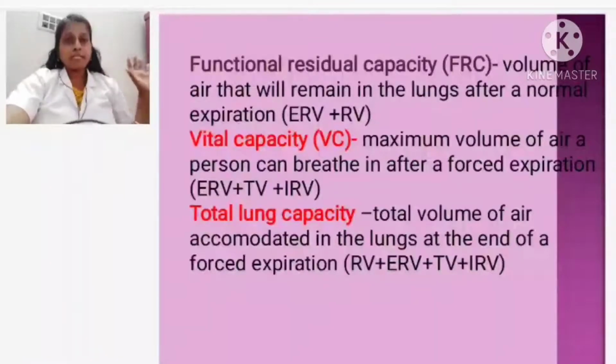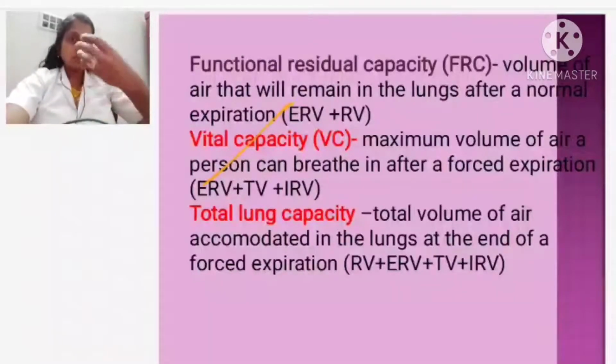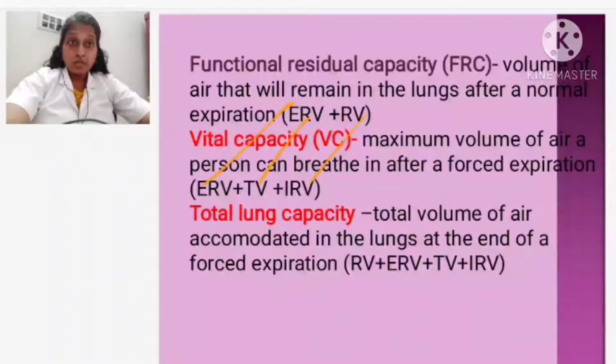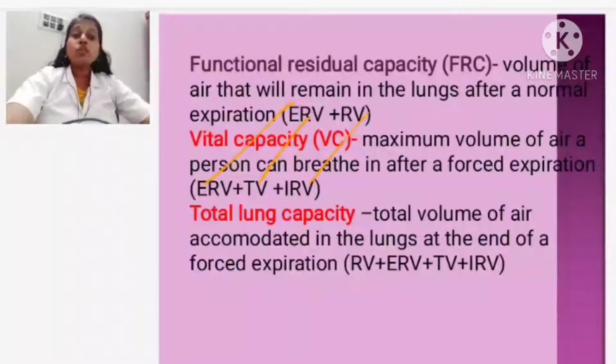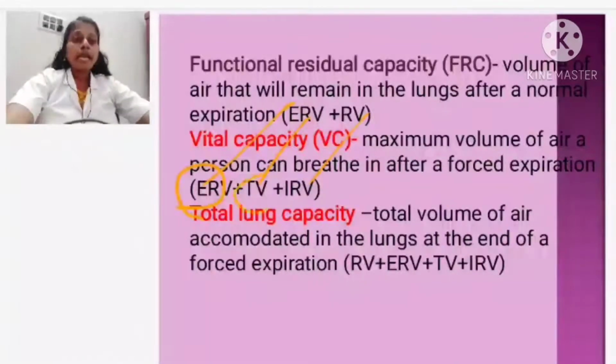So to the maximum how much I can take in, it is equivalent to expiratory reserve volume, which is 1000, because it is just moving out, plus your tidal volume, which is 500, plus your inspiratory reserve volume, which is 2500 ml. So that is your vital capacity. What is vital capacity? It is the sum total of expiratory reserve volume, tidal volume and inspiratory reserve volume.